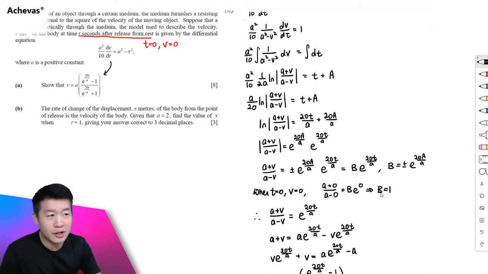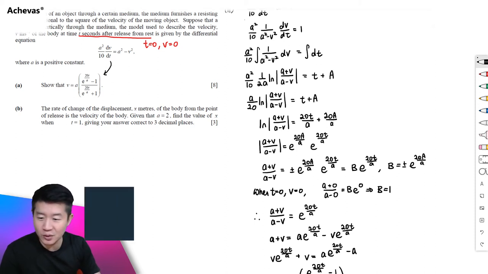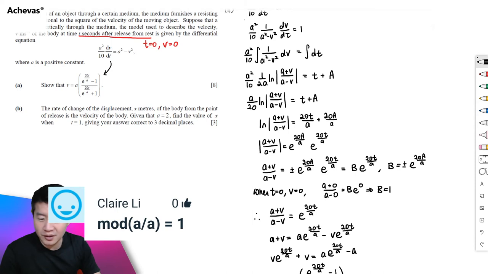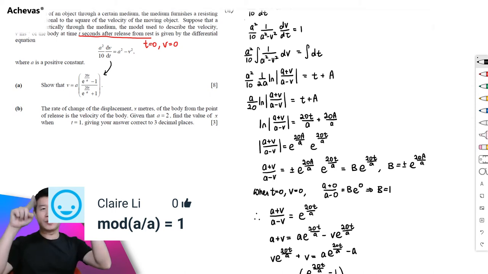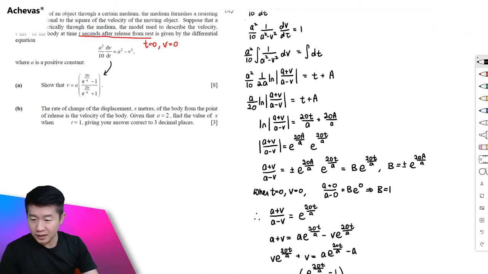So if you have tried and it is easier, modulus of A over A is, yep, then it's okay. If you try and it turns out to be easy enough, then just go ahead. The worst is if it is not as easy for you to remove the modulus, then you probably have to make some decision based on the context.